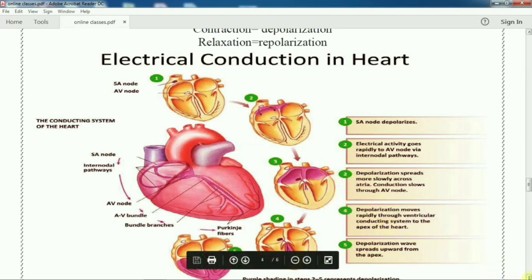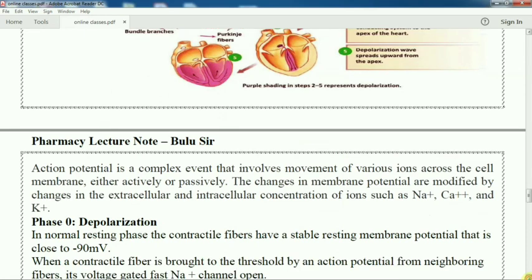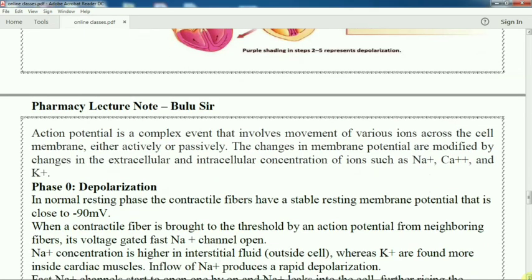But in the case of pharmacology or cardiac electrophysiology, there are 5 stages of the action potential, or the contraction and relaxation process, or the polarized and depolarized stages.